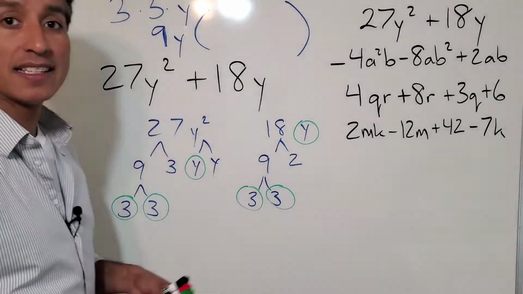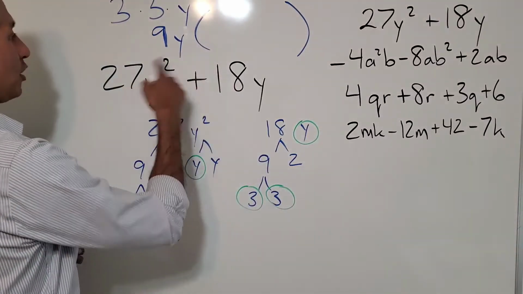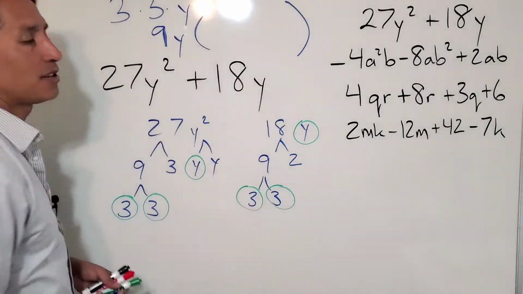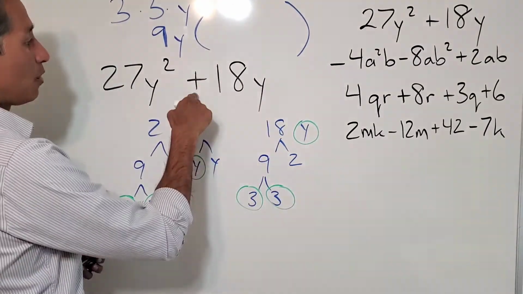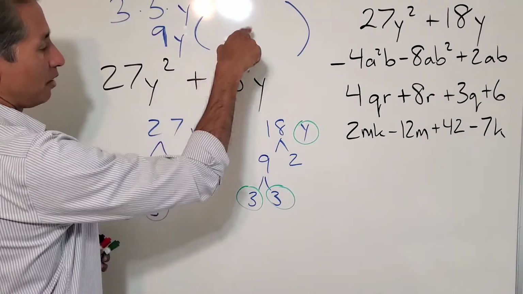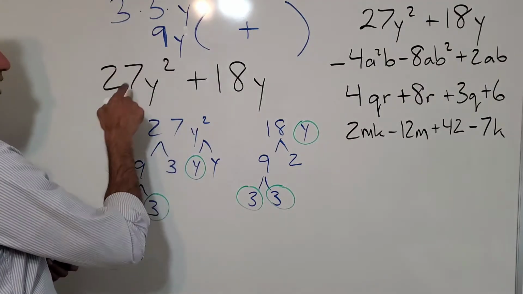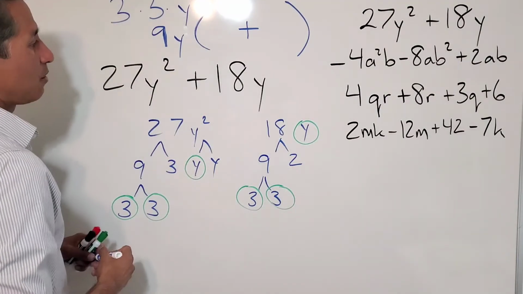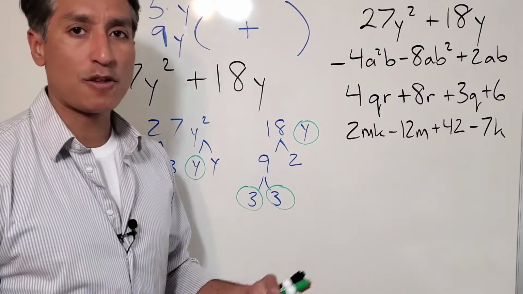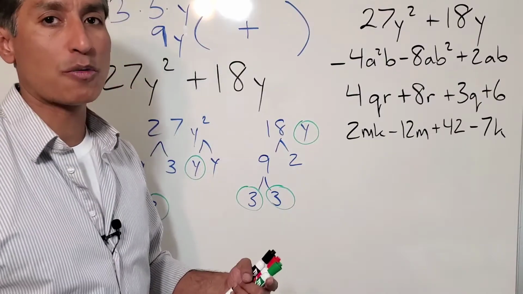What do I need on the inside to make it match if I were to distribute this guy out to everything? Well, I know it's positive or a plus because of this guy here. 9 times what makes a 27? Now, some books are going to teach it 2 different ways, okay? I'm going to go through both right now.